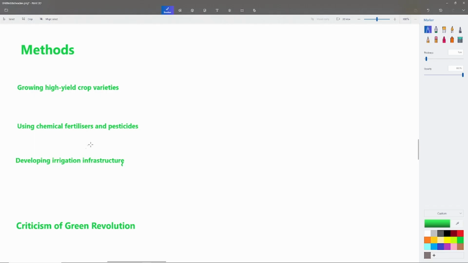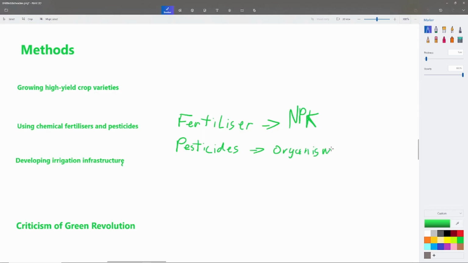Then they also started using fertilizers and pesticides. If you are wondering what they are, fertilizers are basically substances that are filled with NPK. And pesticides are just substances that kill bad organisms, so I'll just put organism killer. And they use these in order to increase the harvest, because supplying NPK to the plants and seeds actually produced more harvest. And pesticides killed all the bad organisms that prevented fast growth as well.